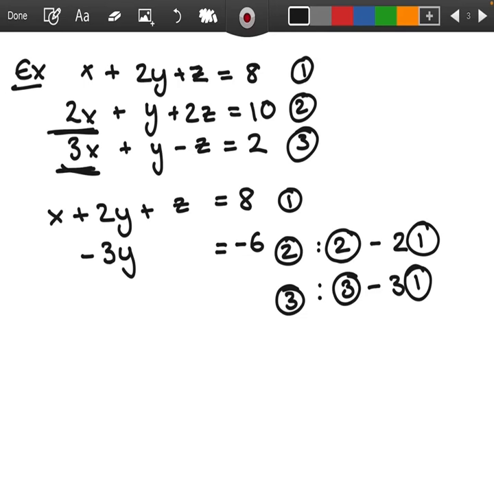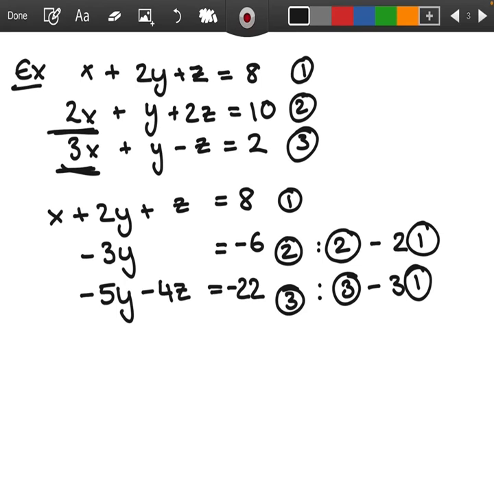Again, I end up with no x term. Then I'm going to get y minus 3 times 2y, which is going to give me negative 5y. And then I'm going to have negative z minus 3 times z, which is going to be negative 4z, is equal to 2 minus 3 times 8, which is negative 22. Okay. So I've eliminated my first variable from everything below my first equation.